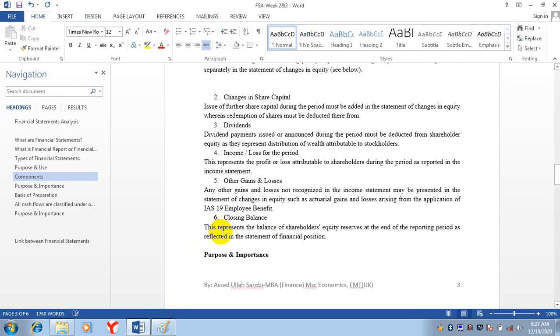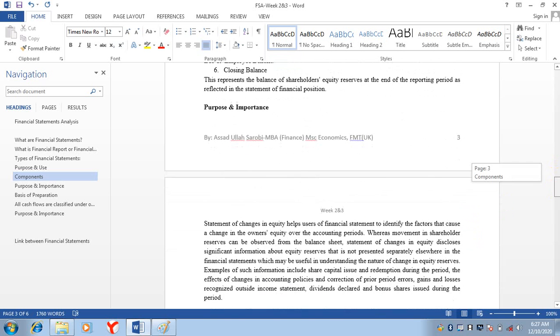So closing balance, this represents the balance of shareholders' equity reserves at the end of the reporting period as reflected in the statement of financial position. So this will be the last item, that is what? The closing balance. Purpose and importance.